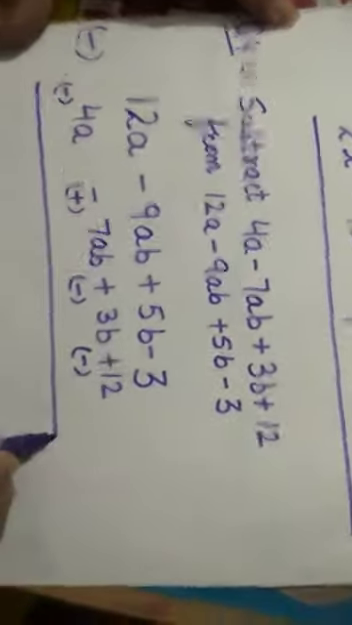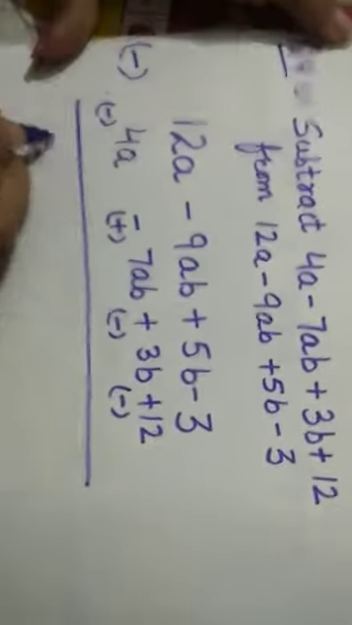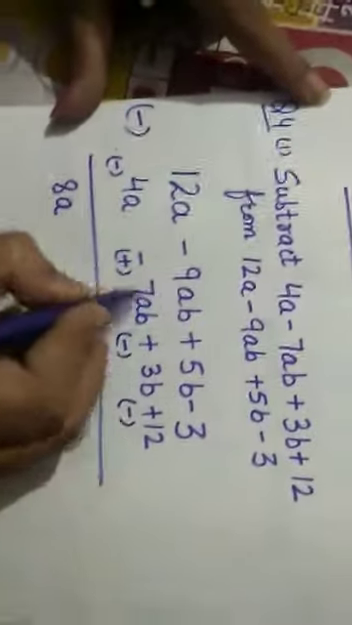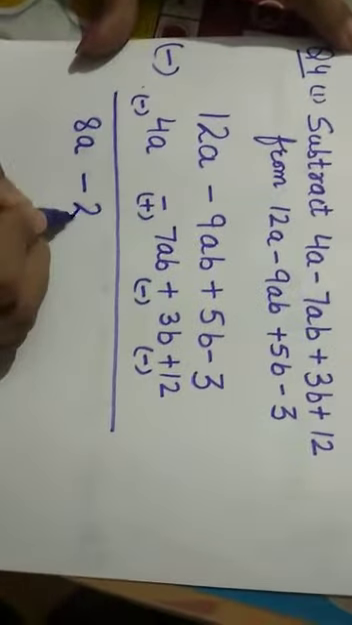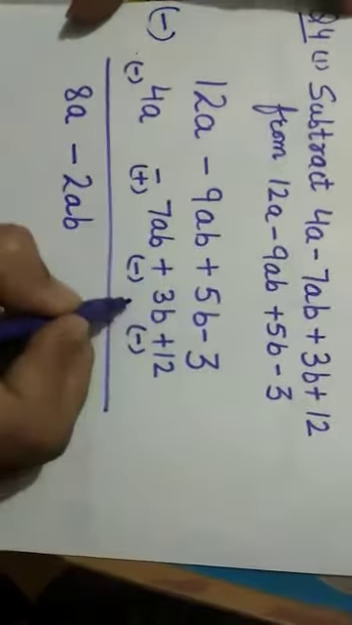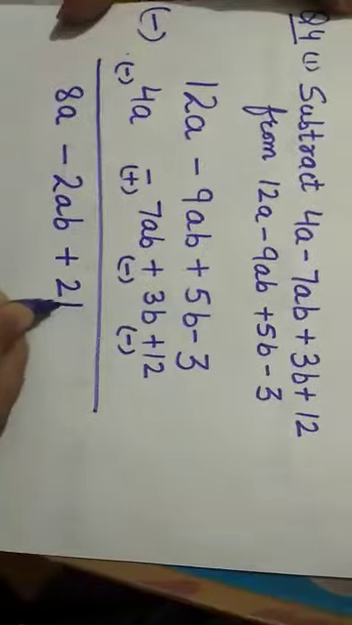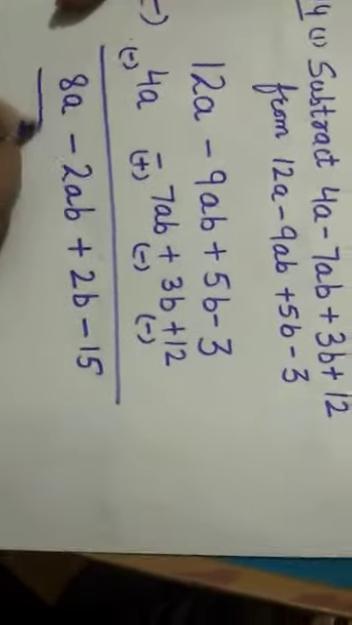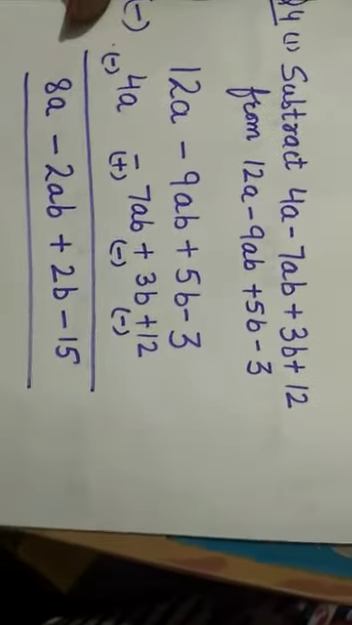Now we have to subtract it. 12 minus 4, this is 8a. Minus 9ab plus 7ab, so this is minus 2ab. Now 5b minus 3b, so plus 2b. Now both are negative, it will become minus 15. So you have to complete exercise 9.1.